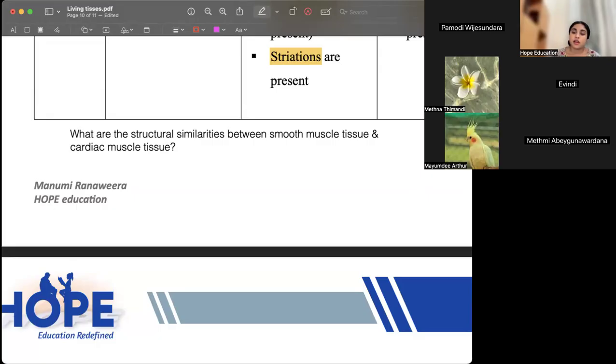I got one answer in the chat box. Uninucleated. Yes, Risindi also, yes, it is uninucleated. It has one nucleus. However, you can't put involuntarily controlled, because I asked for structural similarities, not functional. Then you can only write uninucleated. Ask similarities.